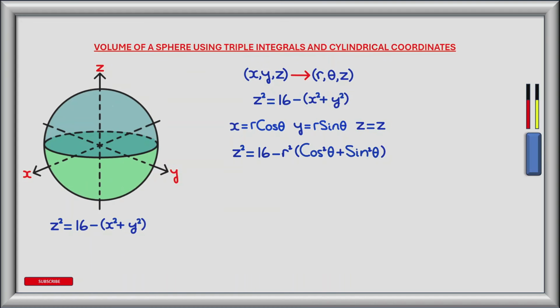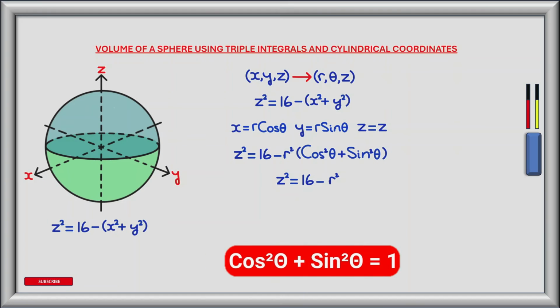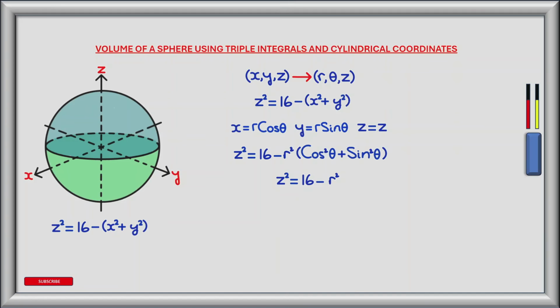After making the substitution, we get z squared is equal to 16 minus r squared times (cos squared theta plus sin squared theta). And using the trig identity, where cos squared theta plus sin squared theta equals 1, we're left with z squared is equal to 16 minus r squared. And therefore z is equal to plus or minus the square root of 16 minus r squared.